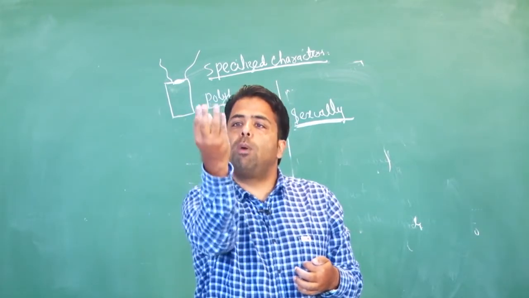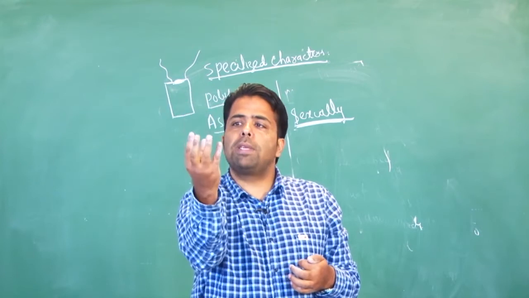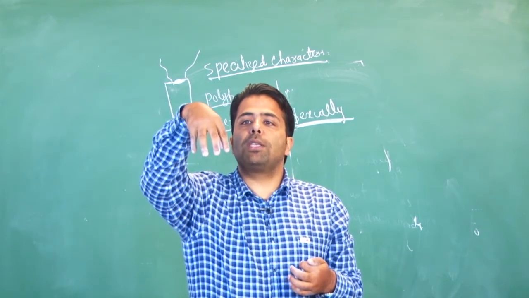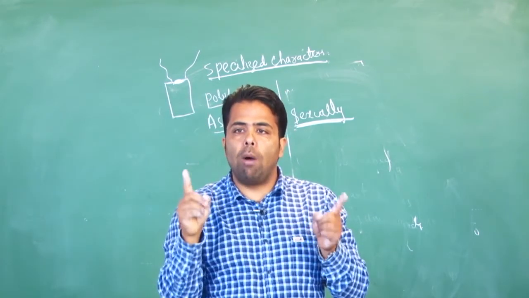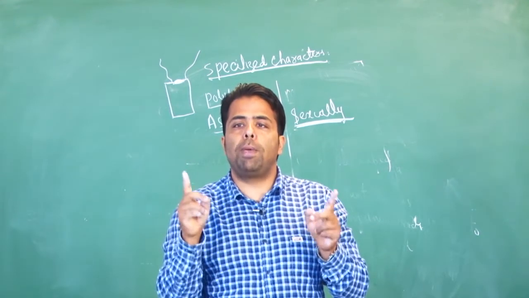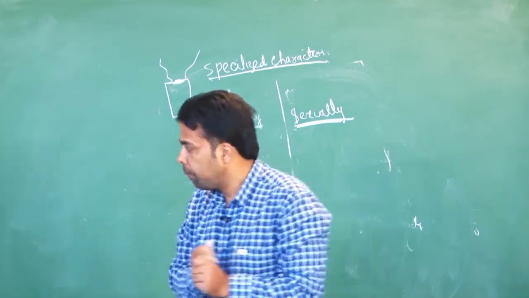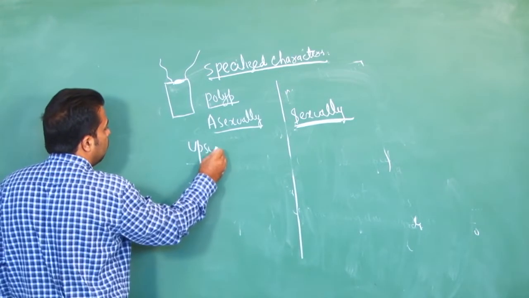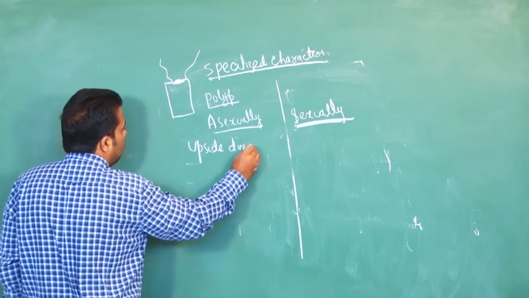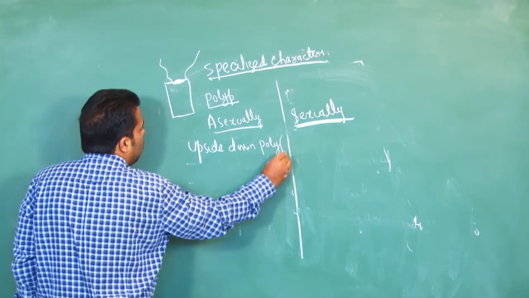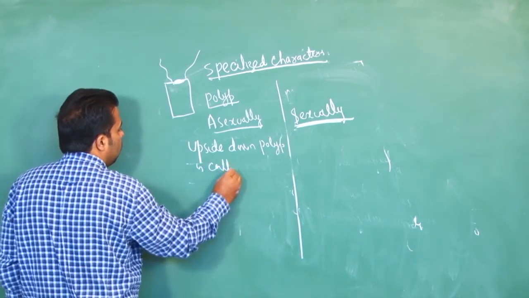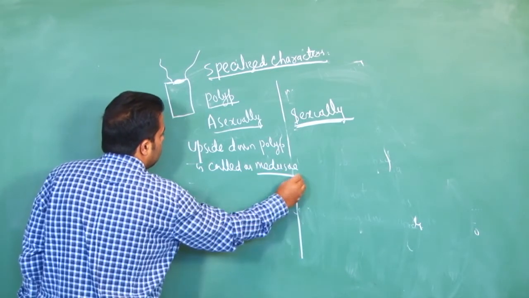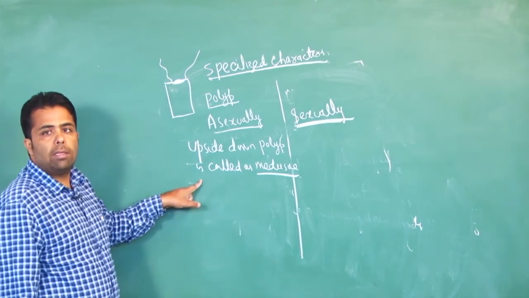The upside down polyp is called medusa. For example, polyp was like this. The mouth and tentacles were facing upwards. Now what did we do? We do it like this. The mouth and tentacles are facing downward. So what is upside down polyp called as? The upside down polyp is called medusa.